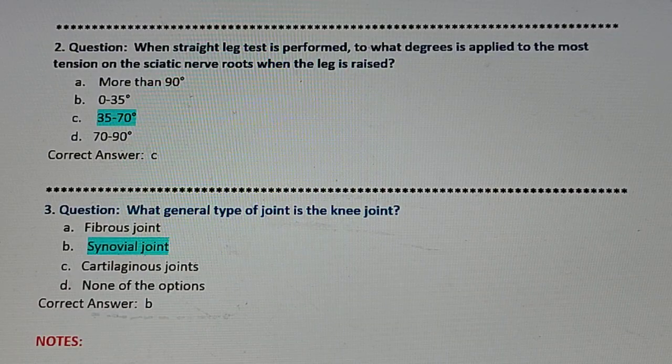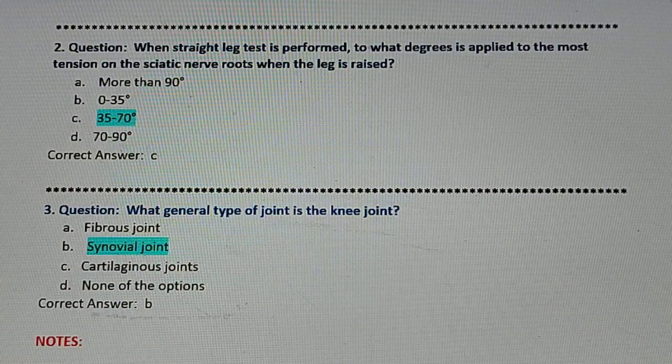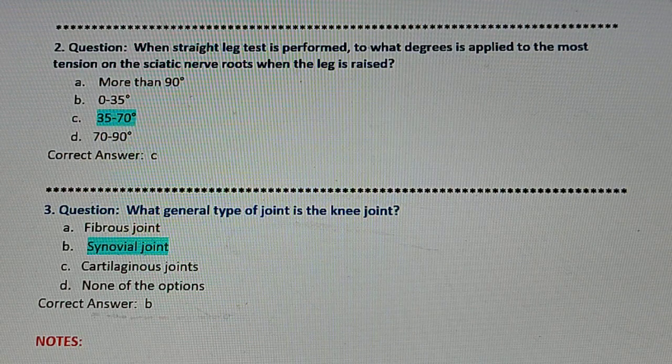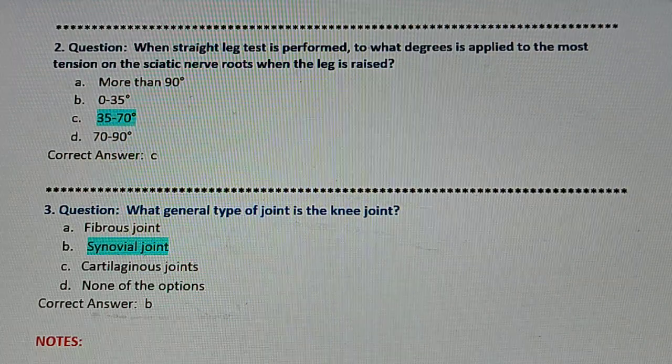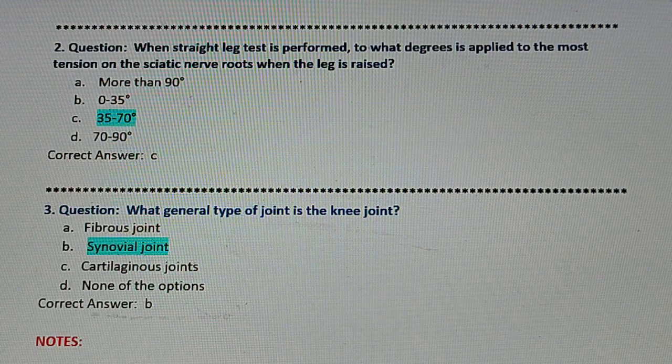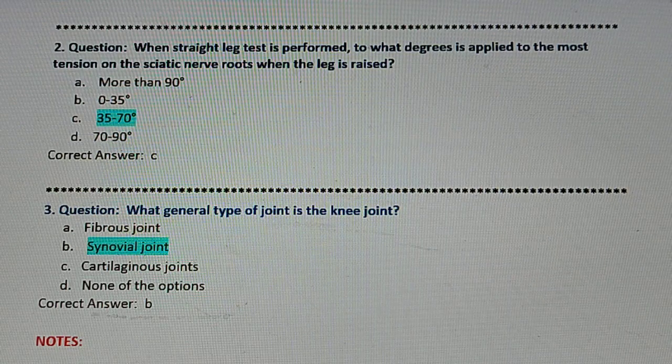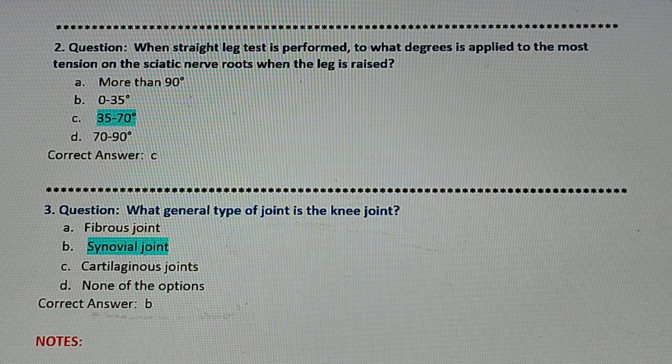Okay, so the second question says here, when a straight leg test is performed, to what degrees is applied the most tension on the sciatic nerve roots when the leg is raised? Okay, so the choices here are letter A, more than 90 degrees, letter B, from 0 to 35 degrees, letter C, from 35 to 70 degrees, and letter D, from 70 to 90 degrees. So the answer here is 35 to 70 degrees, letter C. Okay, so that's the answer for this question.